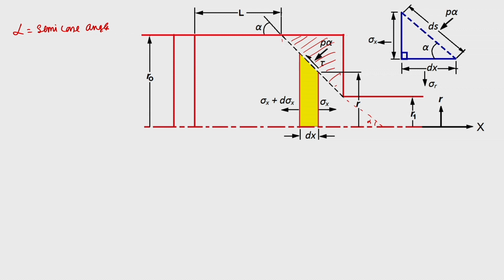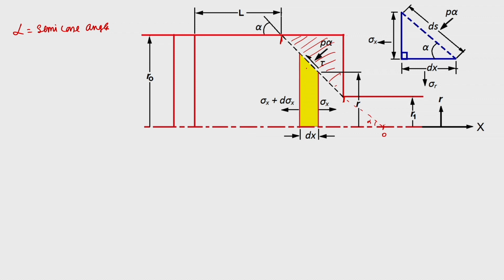If you consider a small disc strip in the deformation zone, which extends from here to here, an infinitesimally small disc of thickness dx, with the x direction as shown and this as your origin.